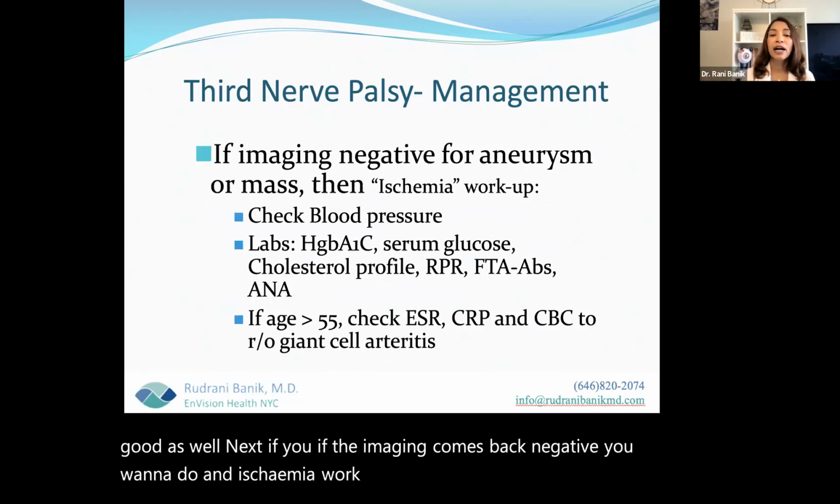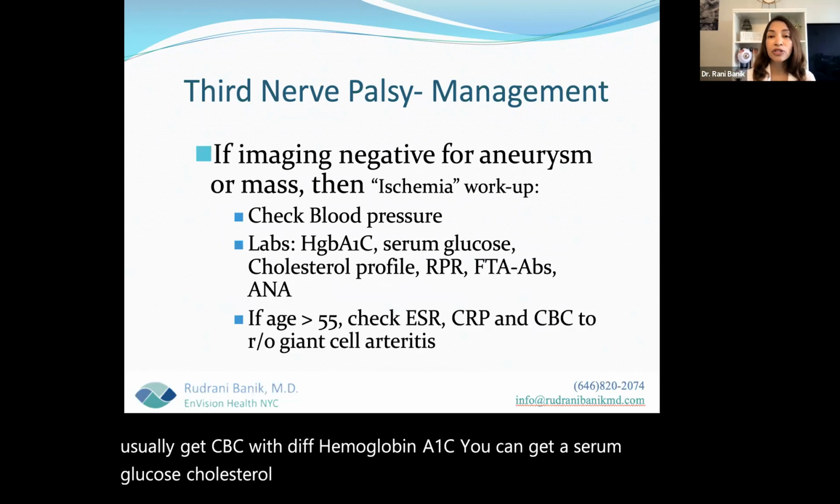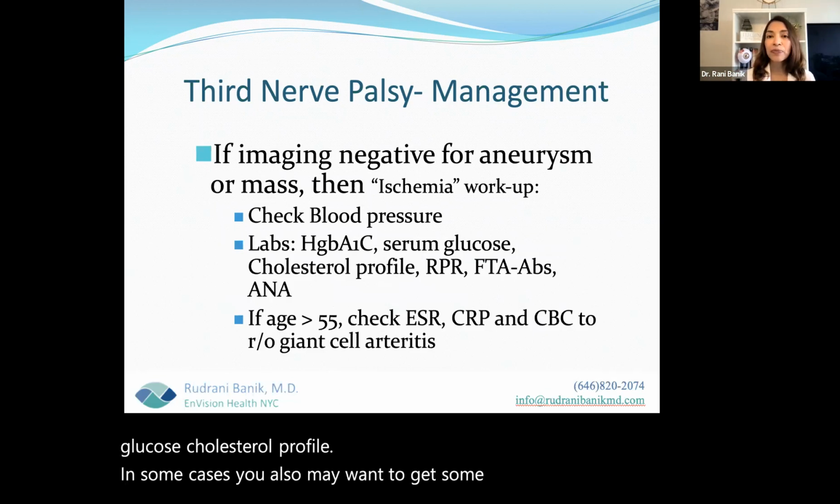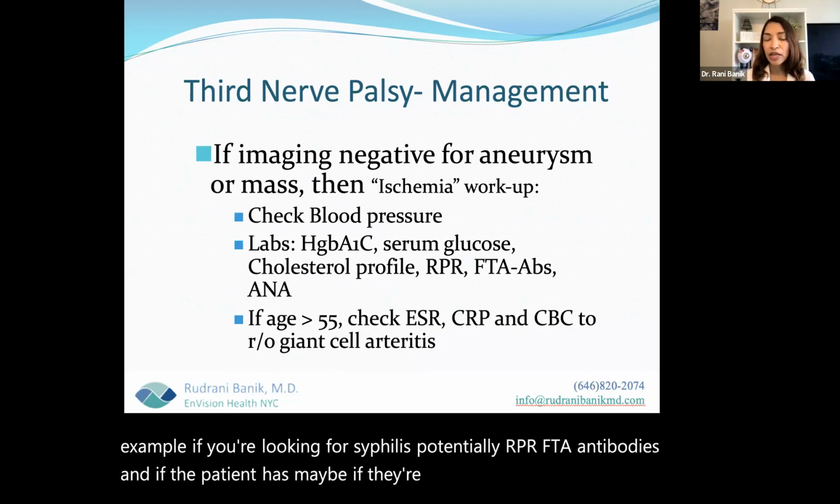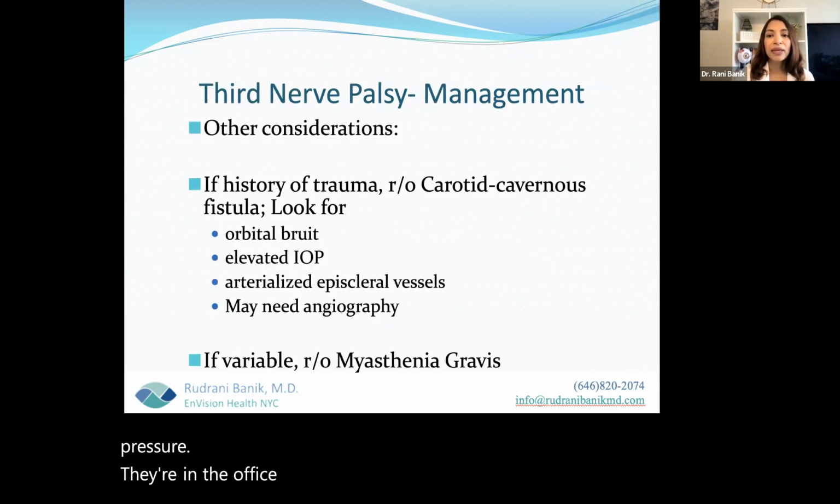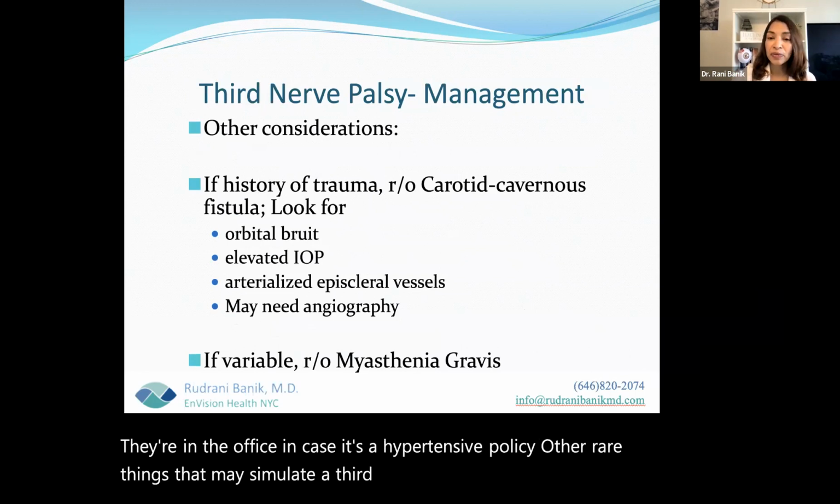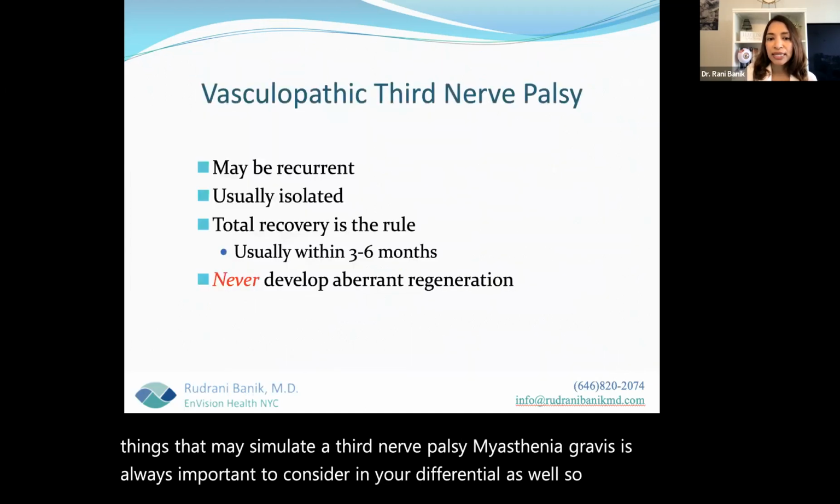So get labs. I usually get CBC with diff, hemoglobin A1C. You can get a serum glucose, cholesterol profile. In some cases, you also may want to get some additional labs. For example, if you're looking for syphilis, potentially RPR, FTA antibodies. And if the patient is prone to autoimmune disease, you may want to get an ANA. Also check their blood pressure when they're in the office in case it's a hypertensive palsy. Other rare things that may simulate a third nerve palsy, myasthenia gravis is always important to consider in your differential as well. So I'm just going to skip through this because I did cover it already.